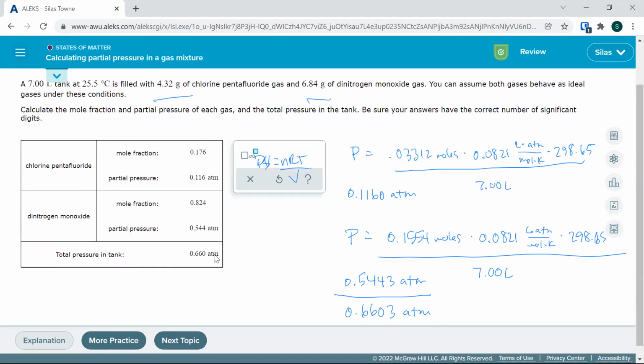And then there's a lot going on. So start with mole fraction, then pull partial pressure using the ideal gas law. You could also solve for this total pressure if you added up the 2 moles like we did in mole fraction and did 1 more P equals nRT over V. But we can also just add them.